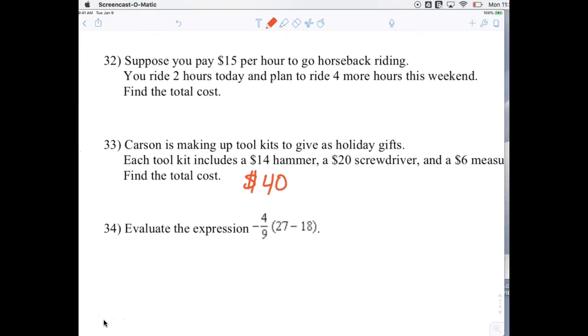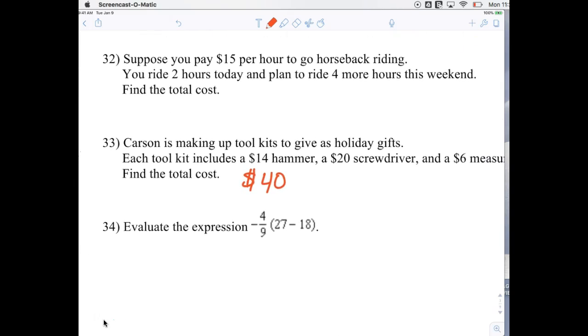Number 32. Suppose you pay $15 per hour to go horseback riding. You ride 2 hours today and plan to ride 4 more hours this weekend. How many hours is that? 6 hours. Right, so let's put 6 hours. And it's going to cost what? $15 per what? Hour. So you would just do 15 times 6. And that is 90. It's going to cost you $90. Everybody good with that? All right, now 34.